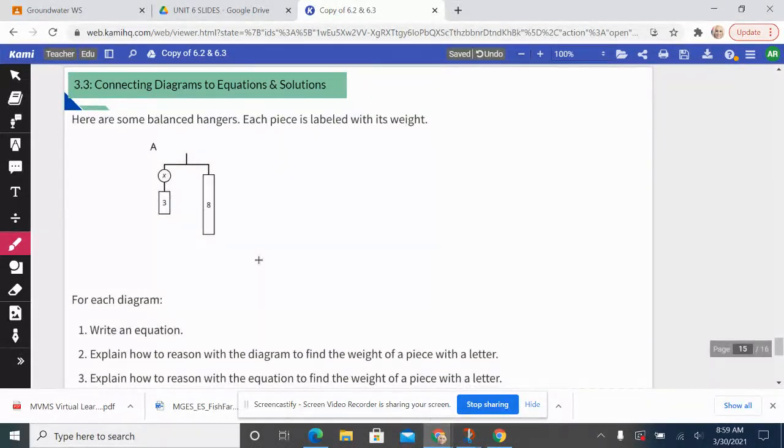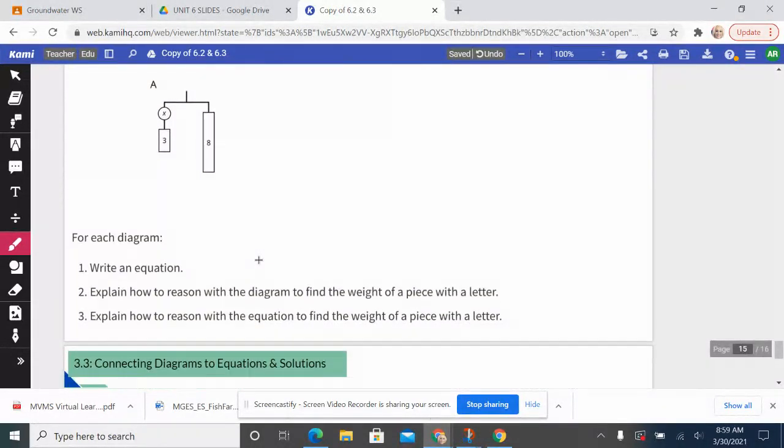Here are balanced hangers. Each piece is labeled. We're going to do all 3 for A and B. Okay, so for A, it says, write an equation. Okay, well, I know that it's going to equal 8 because of this 8, right? Now, what's going to happen is when you see an X and a 3, and they are separate the way that they are, that means to add. Okay, so I'm going to put x plus 3 is 8.